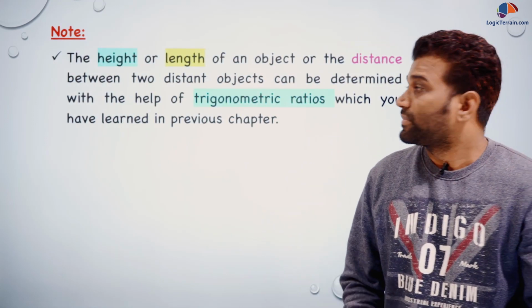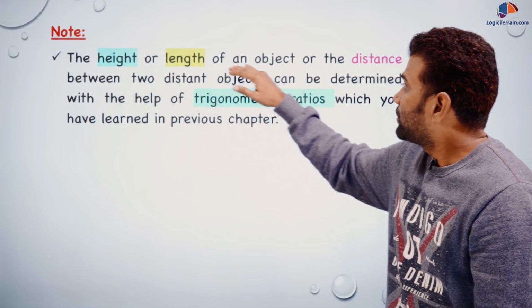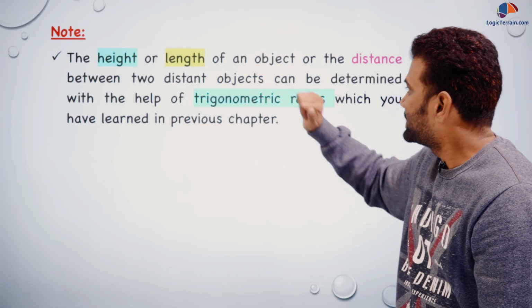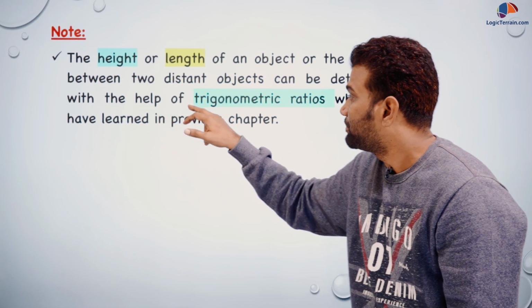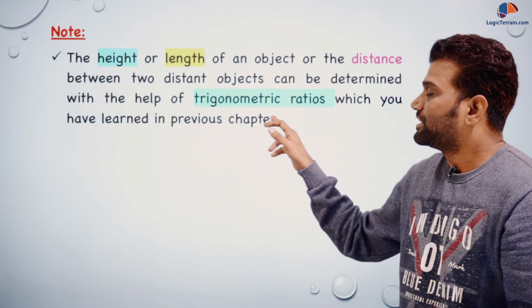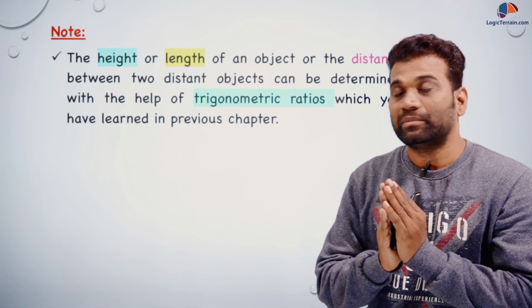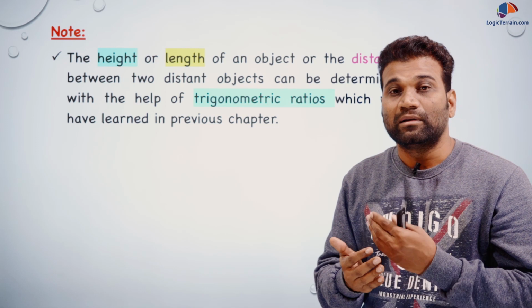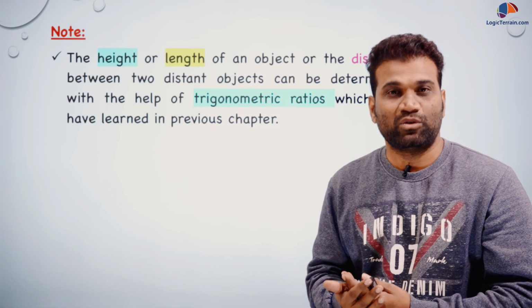The first one: the height or length of an object, or the distance between two distant objects, can be determined with the help of trigonometric ratios, which you have learned in the previous chapter. You need to remember these trigonometric ratios. So this is all the previous knowledge you need to know.